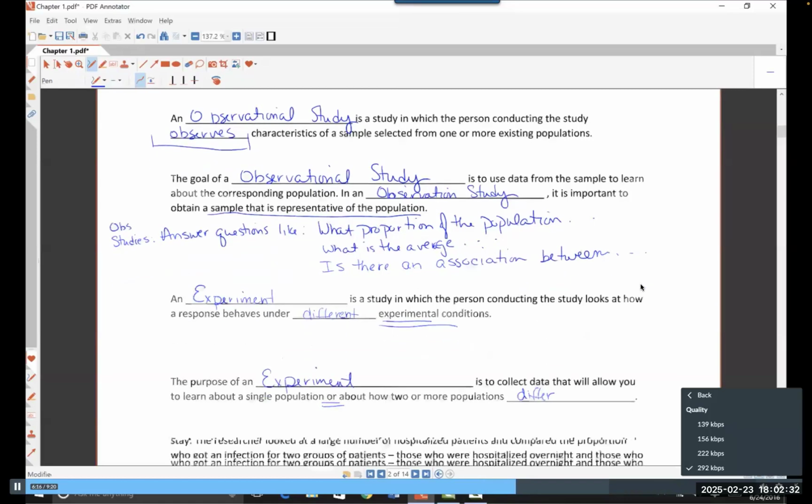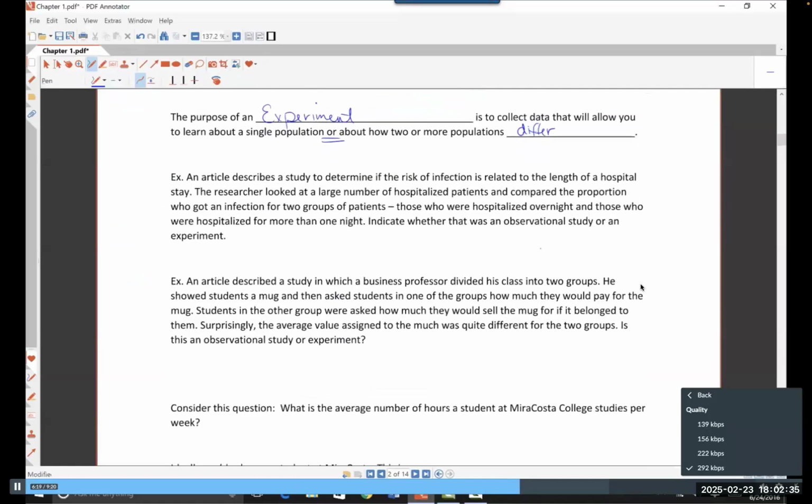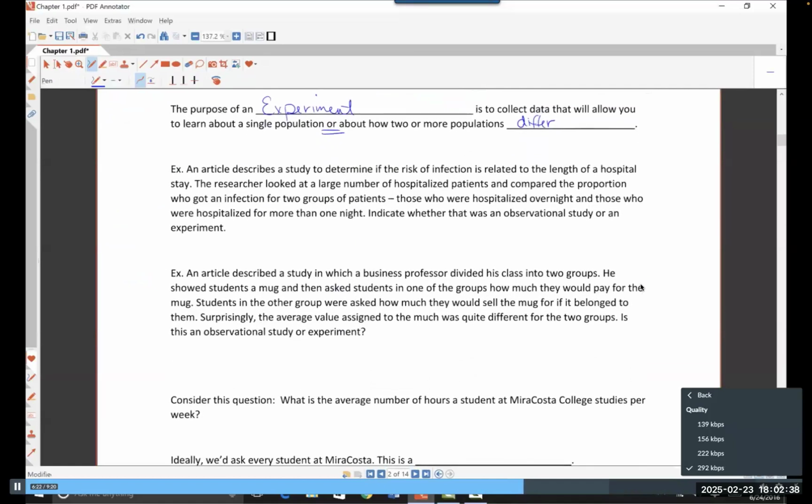Okay, so let's take a look at a couple of examples to see if we can decide if something is an experiment or an observational study. This first example says an article describes a study to determine if the risk of infection is related to the length of a hospital stay. The researcher looked at a large number of hospital patients and compared the proportion who got an infection for two groups of patients, those who were hospitalized overnight and those who were hospitalized for more than one night. Indicate whether that was an observational study or an experiment. So think about that.